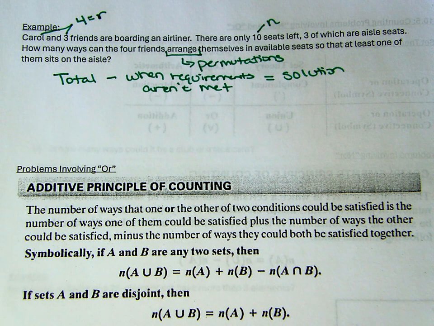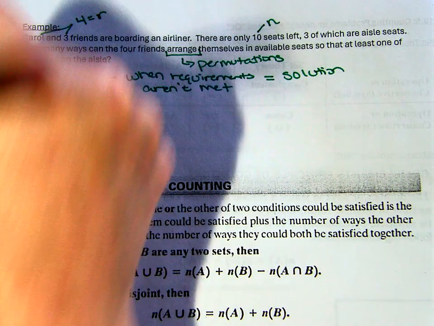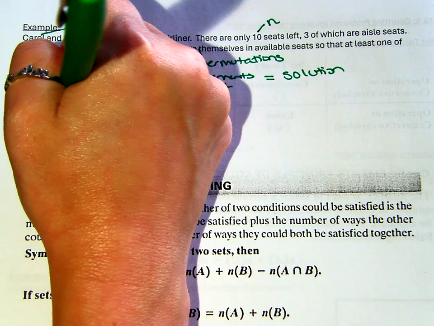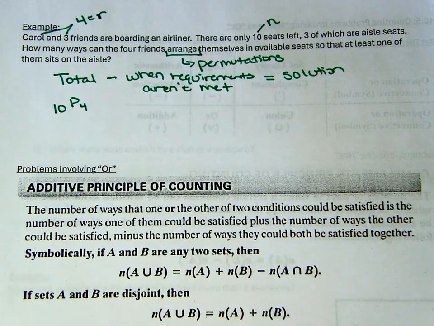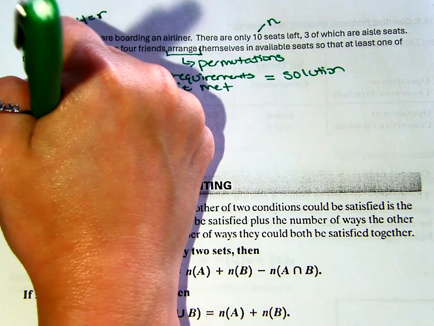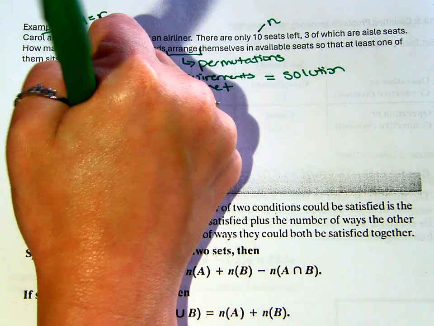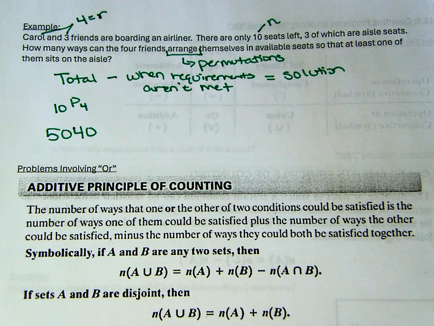So if my N is 10 and my R is 4, to find the total, I'm going to have to do 10P4. That'll tell me the total number of possible ways to arrange these 4 friends in these 10 seats. If you type that into your calculator, you find that that is 5040. There's 5,040 different ways that Carol and her friends can take these seats, because order matters. The arrangement of the seats matters.